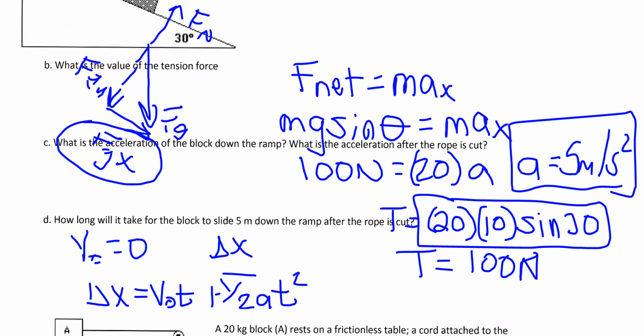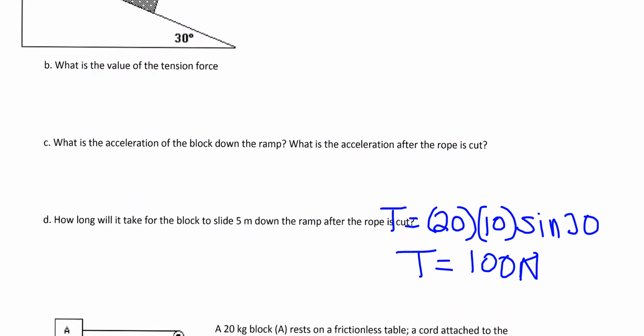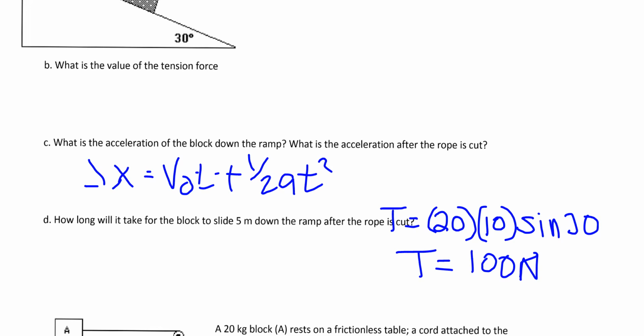Plugging in my values, I would get, let's rewrite that one more time, change in x equals v initial t plus 1 half a t squared. My v initial we said was 0. My change in x is 5 meters. My acceleration is 5 meters per second squared times time squared.